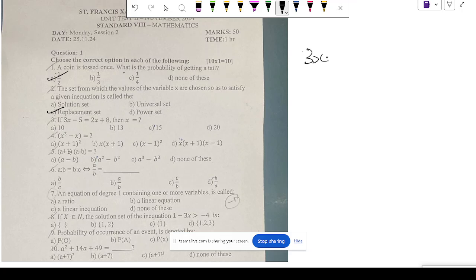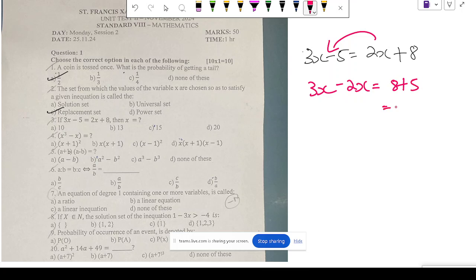How do you solve this, Kia? Third question, 15, sir. So we have to move 2x to the left side and minus 5x to the right side. So 2x will be minus 2x is equal to x plus 5, 8 plus 5. Next. Yes, sir.